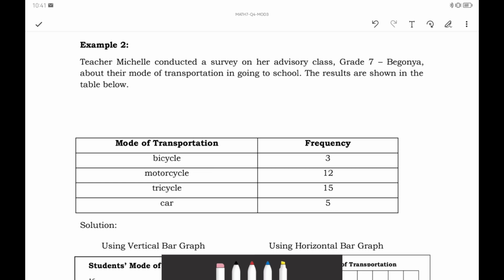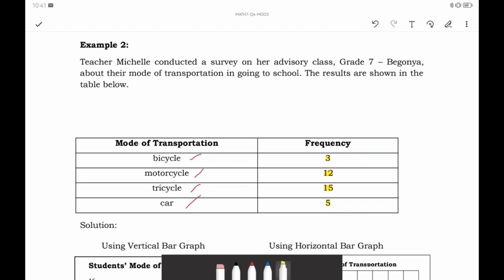For example number 2, we have here Teacher Michelle conducted a survey on her grade 7 advisory class, which is grade 7 Begonia, about their mode of transportation in going to school. The results are shown in the table below. So we have here bicycle, motorcycle, tricycle, and car. Bicycle got 3, motorcycle got 12, tricycle got 15, and car got 5.